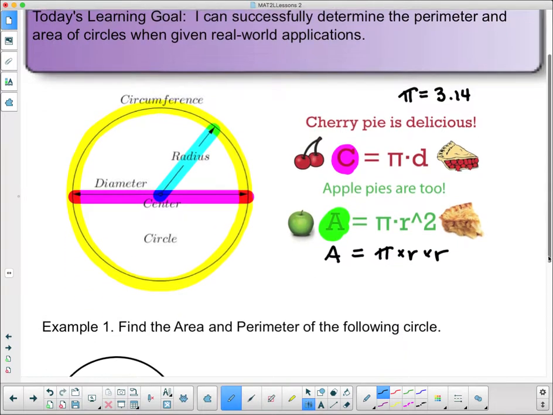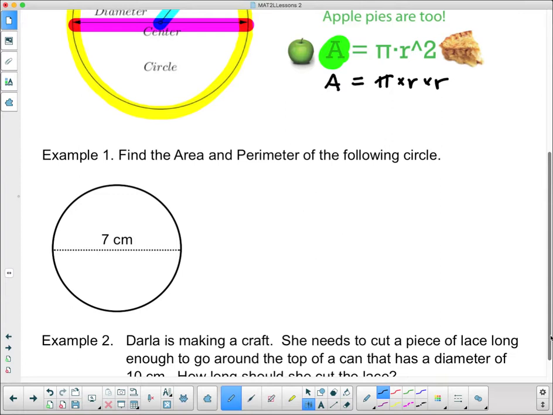So let's do a couple of examples now. Now, first off, you will notice that we're given the diameter on this one. And if we're given the diameter, we probably are going to need the radius at some point too. So we might as well find the radius right now. Since the diameter all the way across is 7, halfway across will be 7 divided by 2. We've got to split it in half, which is 3.5. So half of the diameter is the radius.